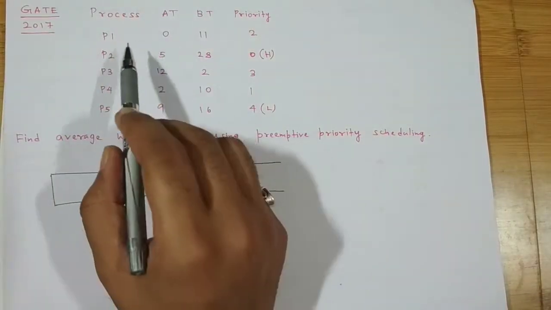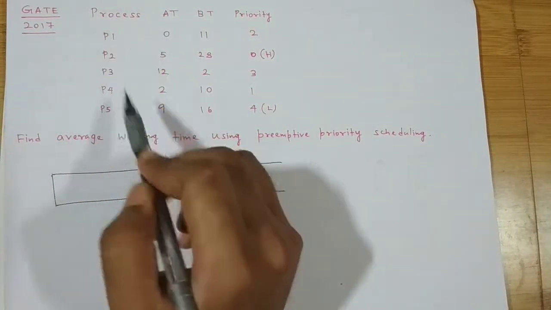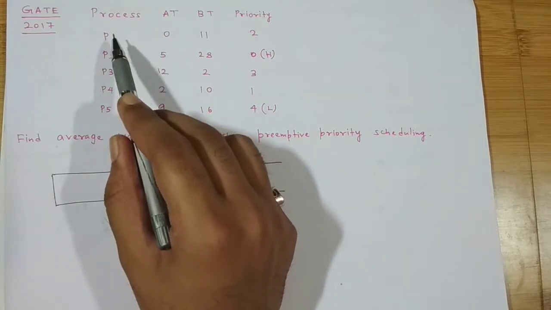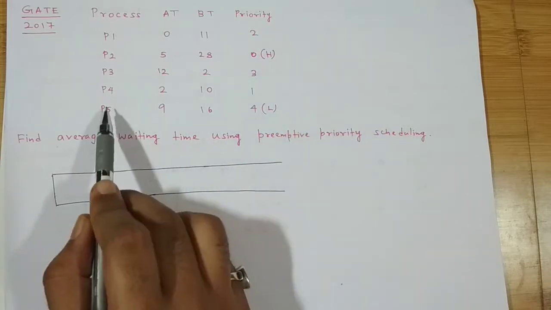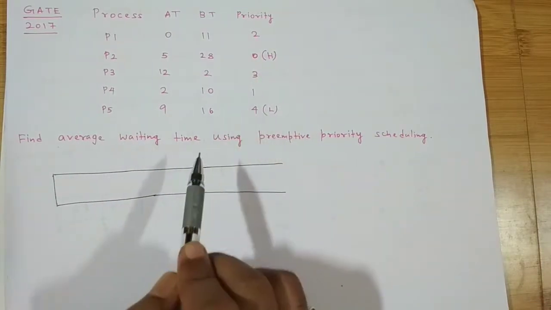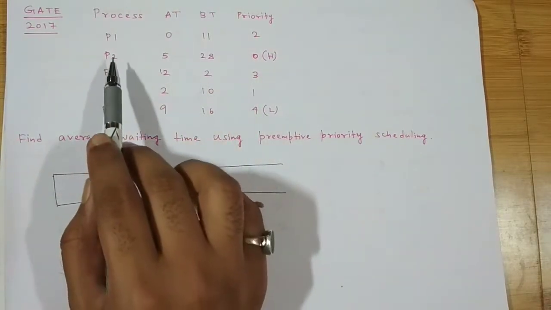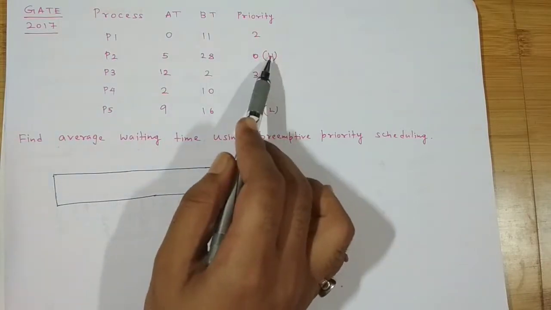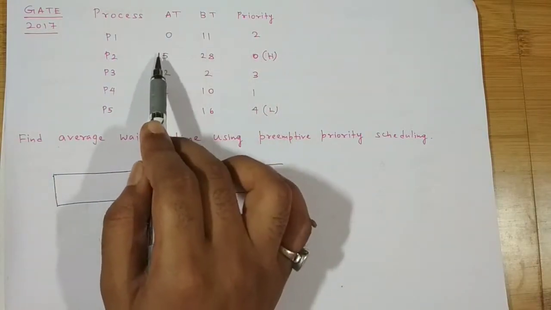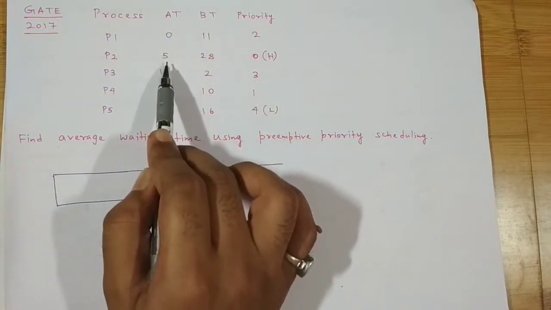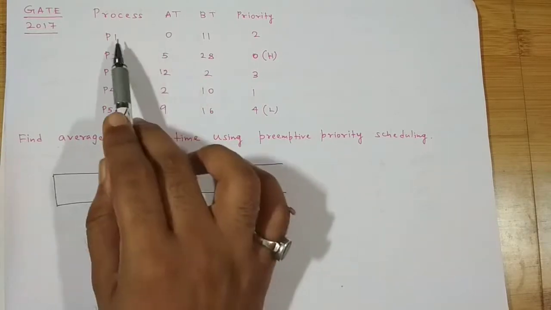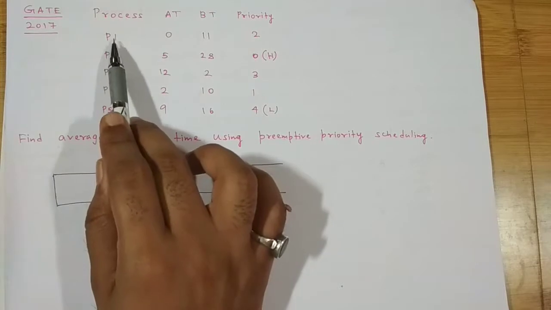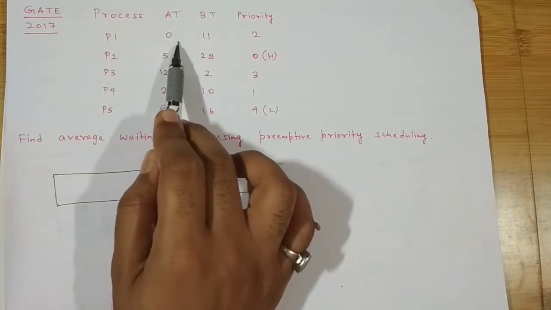See, now we find that there are 5 processes available with us, and process P2 has the highest priority and process P5 has the lowest priority. Now, process P2, although it has the highest priority, it is not the first process to be available. Look at its arrival time. Its arrival time is the 5th time unit. The first process to be available is process P1, which is available at time unit 0.